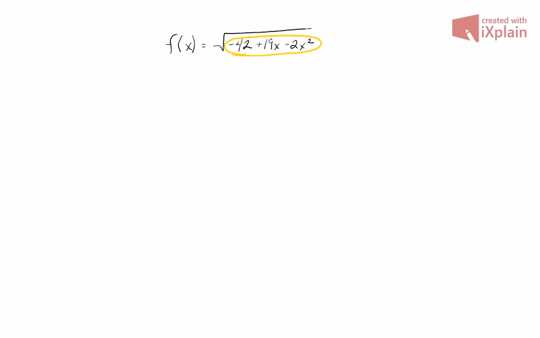So what we're saying here is that this expression of negative 42 plus 19x minus 2x squared has to be a number that is either greater than or equal to 0. The reason is that I can only take the square root of 0 or a positive number. If I start getting negatives underneath the radical, then I'm going to start working with imaginary numbers, and I can't graph those on an x and y coordinate plane.